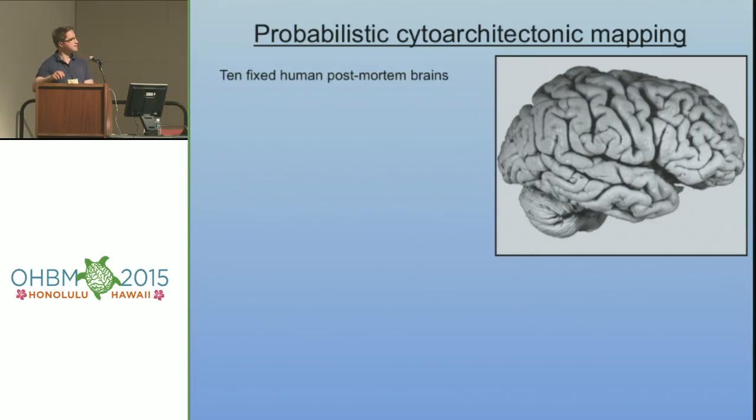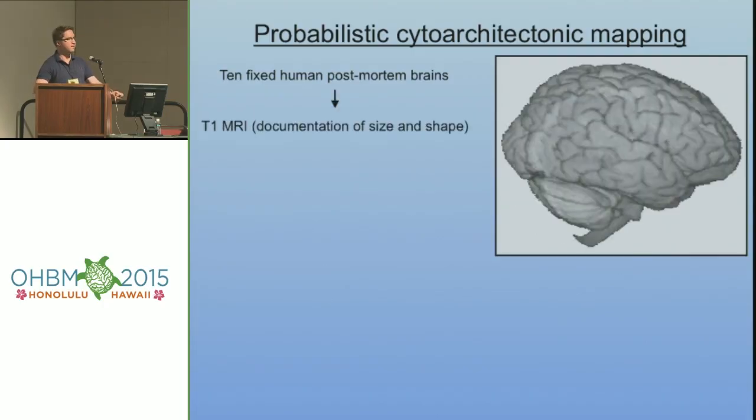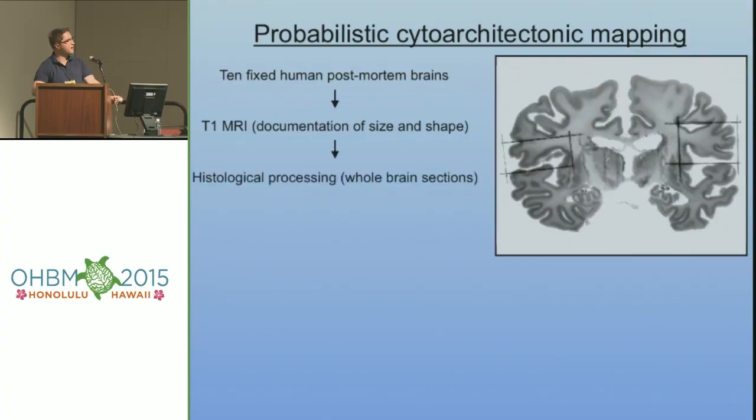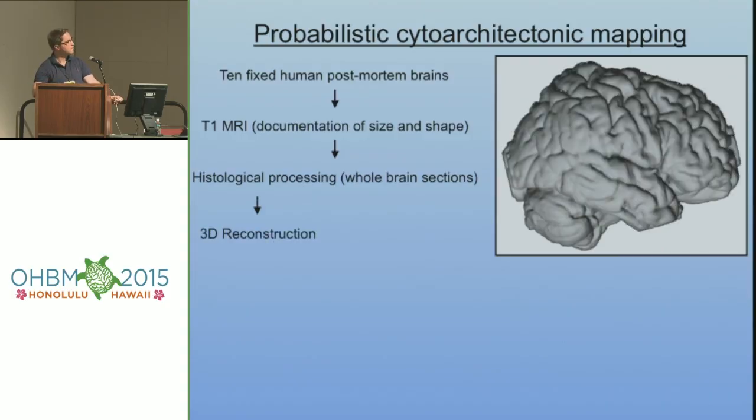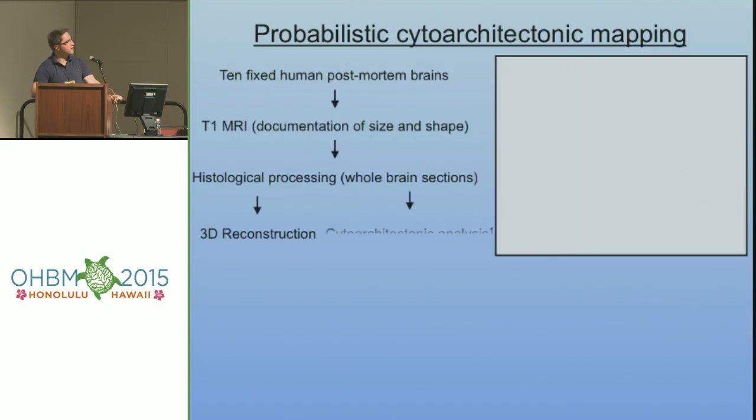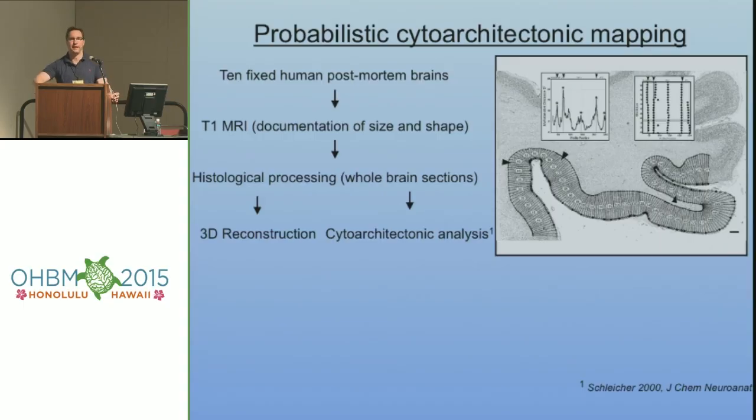So the way that this is done is that we start out with fixed human postmortem brains, and these are then first scanned in the MRI to document the size and the shape of the brain. Then we do histological processing in whole brain sections that are stained for cell bodies. The histological volume is then 3D reconstructed using images of the sections and the MRI taken before sectioning. And now we can do histological examination.